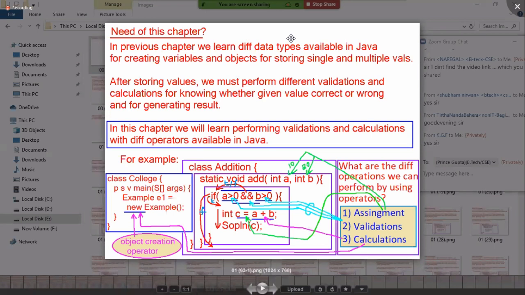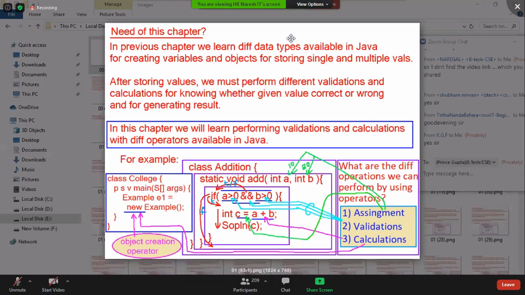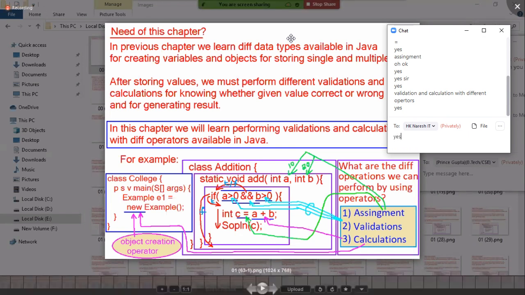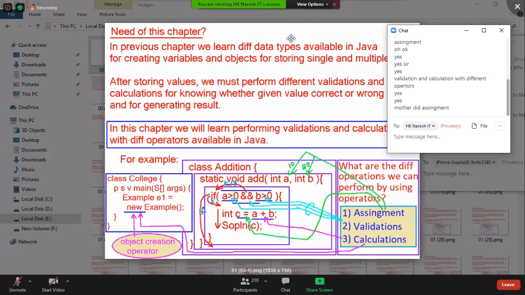Tell me, in this entire process, do we have our data types chapter, operators chapter, control flow statements chapter, and exception handling chapter? Think. First, what did your mother do? Your mother wrote all the required things on a paper. Which operation is that? Is it assignment, validation or calculation?